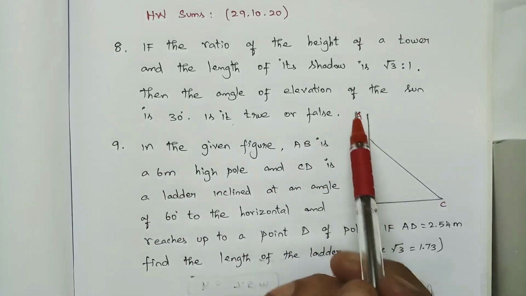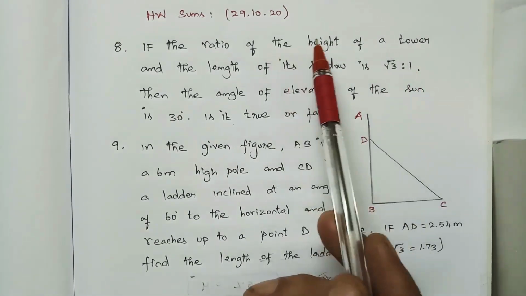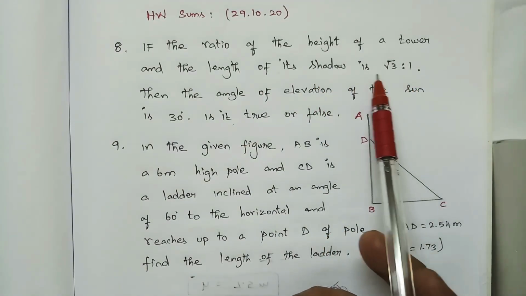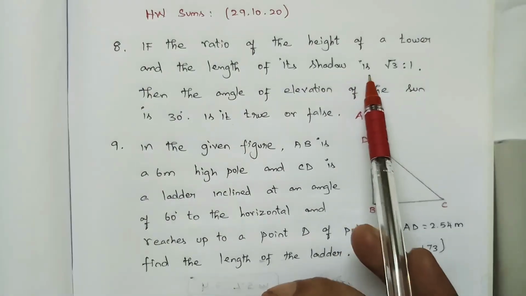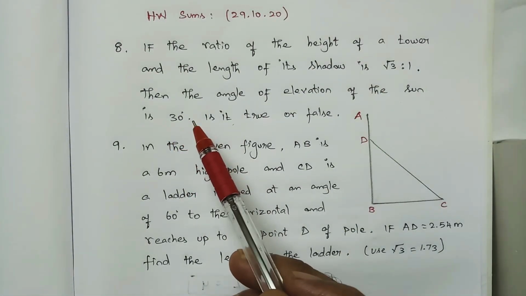So draw the diagram, and we know two sides of a right angle triangle. One is the height, another one is the length of its shadow, right? By using the trigonometry ratio, we want to check whether the angle of elevation is 30 degree or not, right?